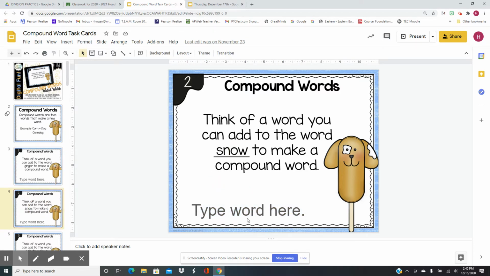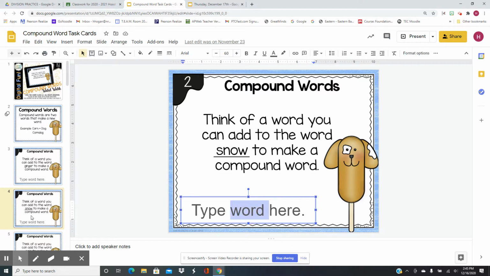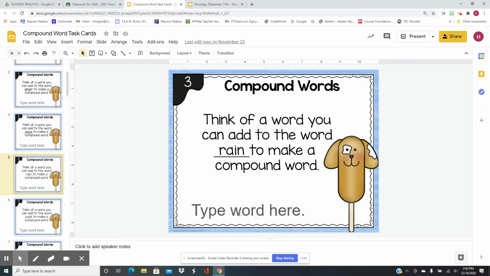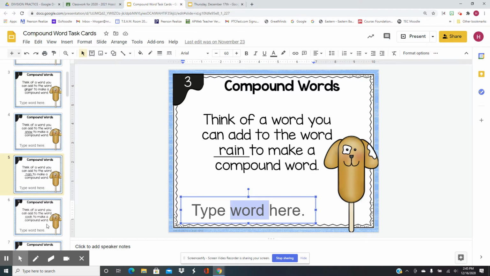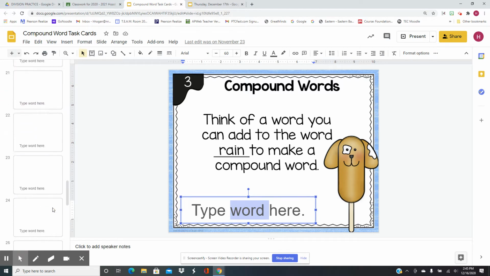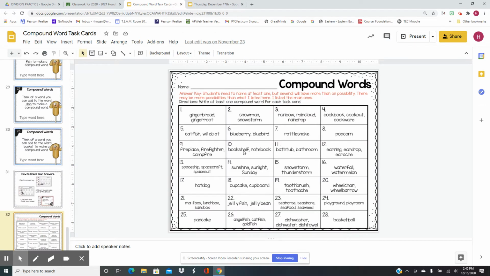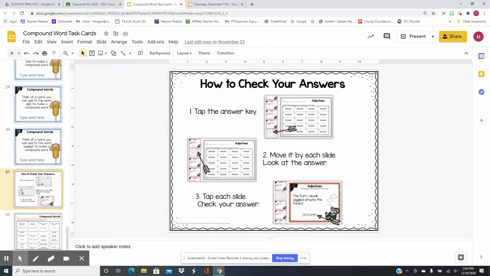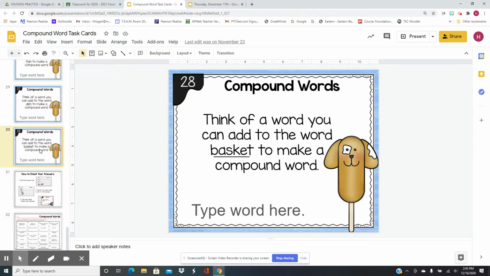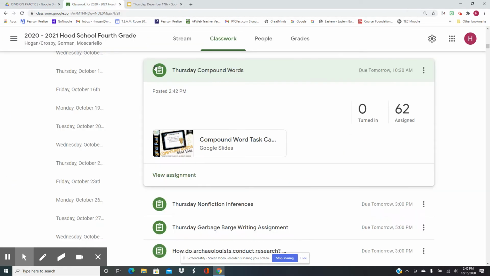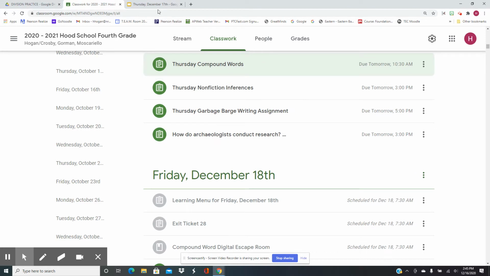Think of a word for snow. Snowball, snow hat, right? Rain, rainbow. I left the answers for you, but don't do that. You can check your answers. There are 30 cards. Don't look at that. Try to do it yourself first.